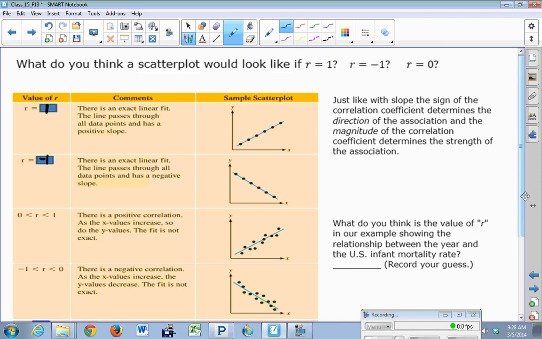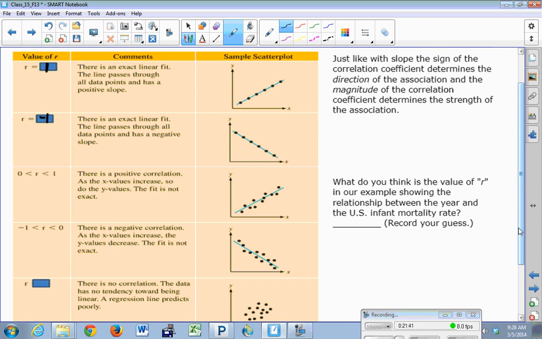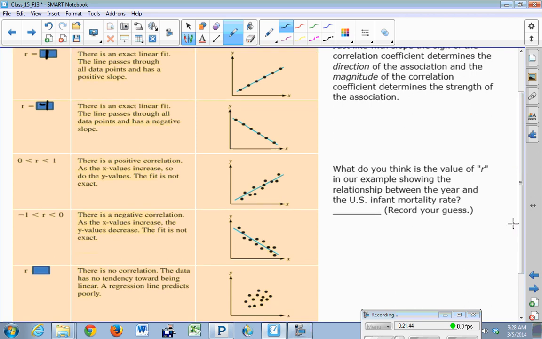So if we went back to the data that we just looked at, when I asked you how strong you think it is, I'm just recording your guess, what do you think the r value would be for the infant mortality rate? Some said fairly strong, some said not so strong. First of all, what sign will it have? It will be negative because it's negatively associated. So what are some guesses? It's got to be something right in here. What do you think would be the value of your correlation coefficient?